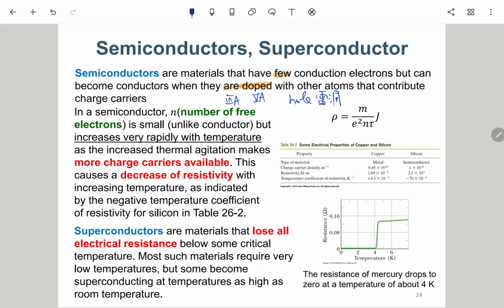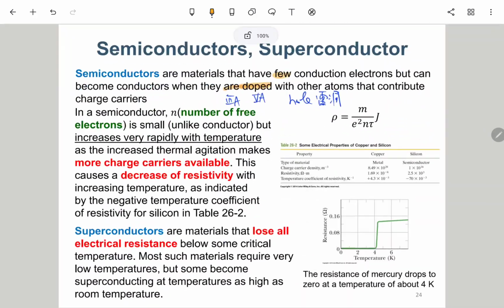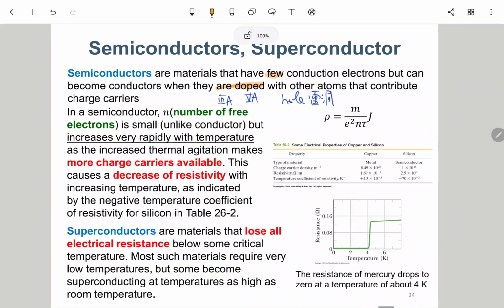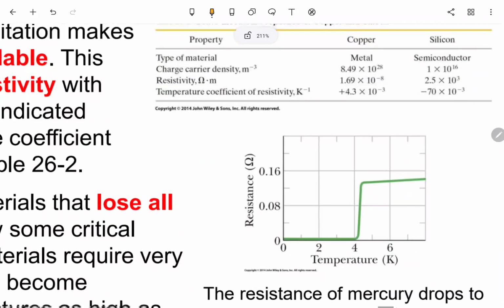So we try to dope the pure semiconductor, pure silicon, to make it P type or N type semiconductor. So in a semiconductor, the number of free electrons is small but increases very rapidly. We have slightly talked about it in the previous table, so I won't repeat it again.